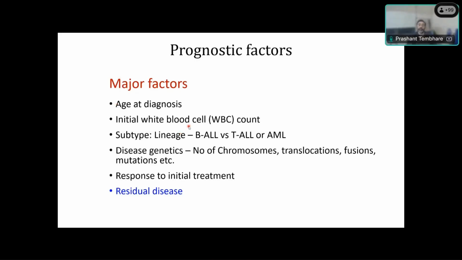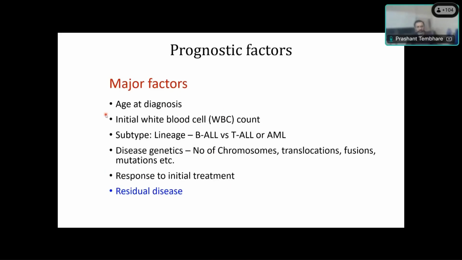Similarly, initial WBC count. If the WBC count is very high, that becomes again high risk. Similarly, the subtype of acute leukemia, whether it is B-ALL, is usually relatively better as compared to T-ALL or AML. Then, as already mentioned, genetics. There are genetic factors which are associated with good risk disease, and there are genetic factors which are associated with poor risk disease. Okay. Now, despite all these features, the one thing which is common is the response to the initial treatment and residual disease. Right? No matter what, everything comes to this.